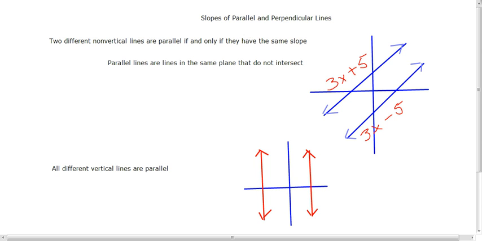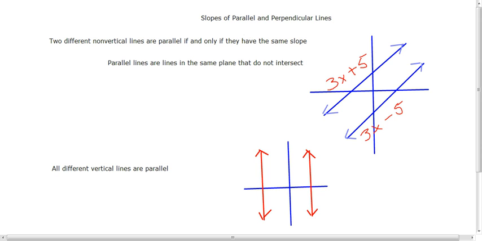Then the little example I put here on the bottom lets us know that all vertical lines are parallel. We can say x is 5, and the line is going to run parallel with the y-axis, and x is -5, and it's going to run parallel with the y-axis as well. But these lines again will never ever meet.